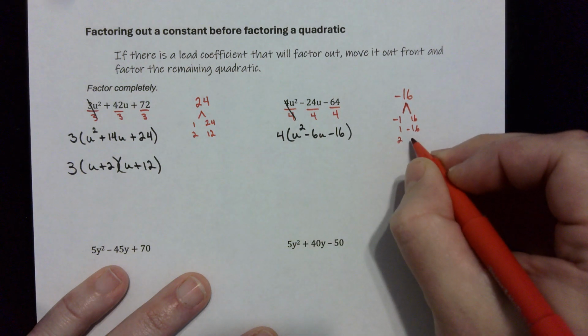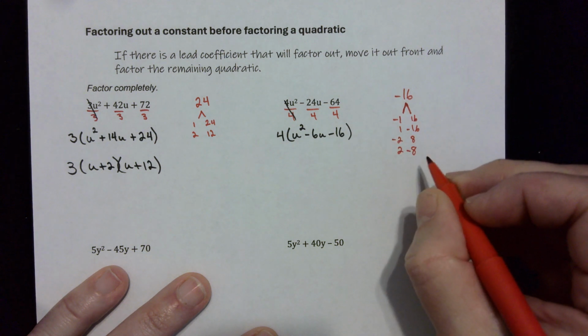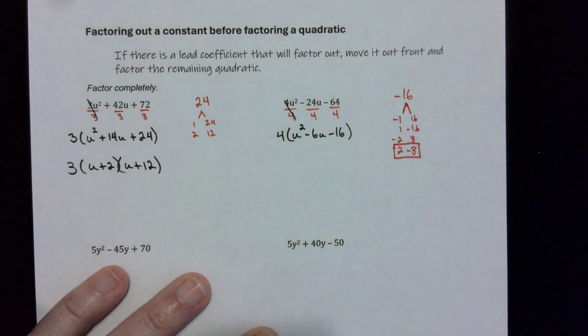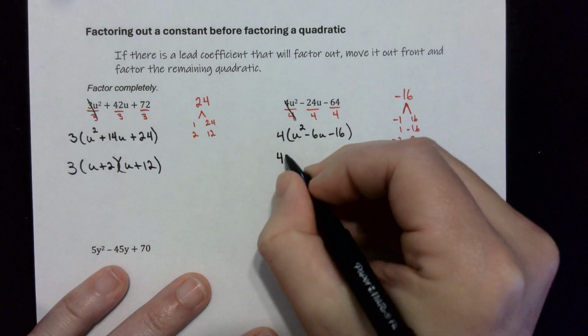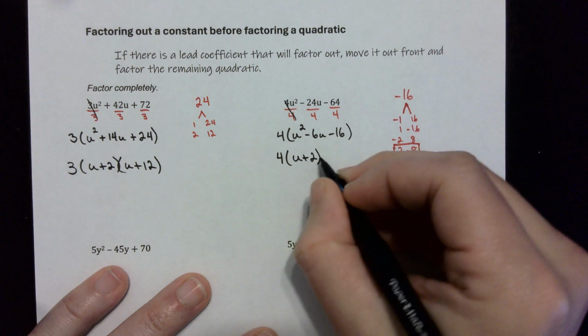So let's try 2 and 8 would be the next choice. Okay, does either one of those add up to get a negative 6? Yes, it does. That one right there. Negative 8 plus 2 is negative 6, and if you multiply these two, you get negative 16. So this factors into 4 times u plus 2, and then u minus 8.